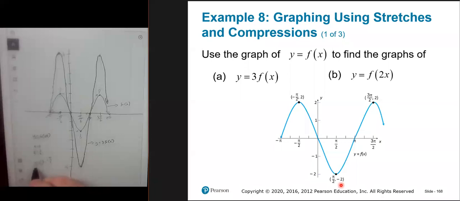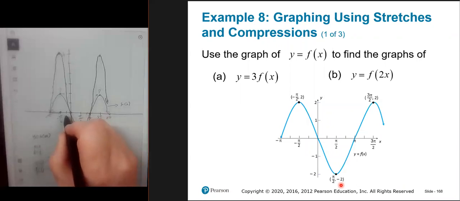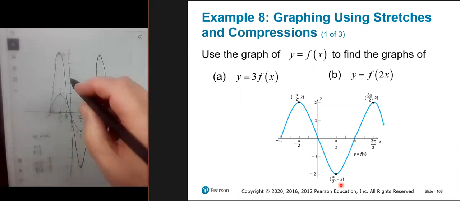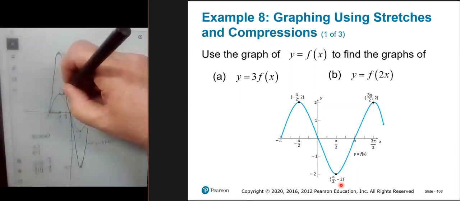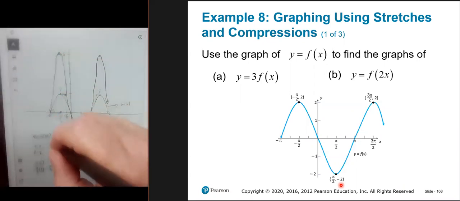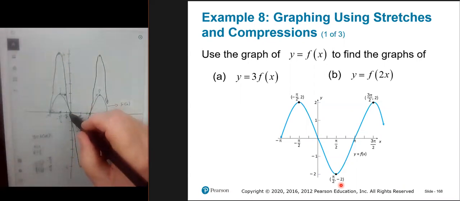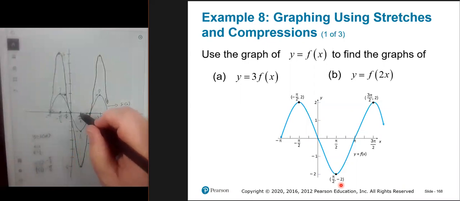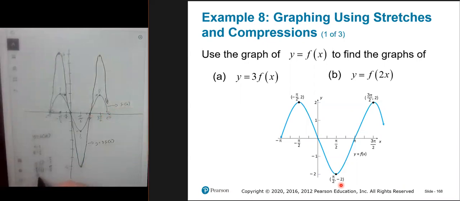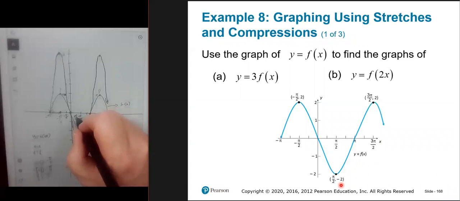And negative pi over 2 got multiplied by 1/2, which is negative pi over 4. So this is negative pi over 4. So that means this point got moved to here. Half of 0 is still 0, so we stayed at (0, 0). Pi over 2 times 1/2 is pi over 4. So this is pi over 4 here. So this point got moved to here.